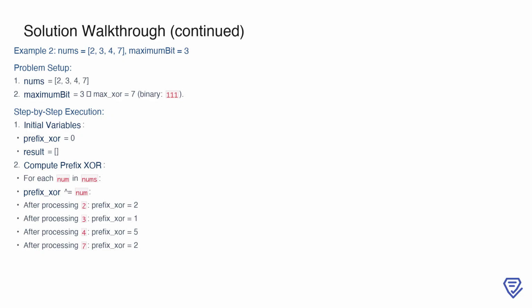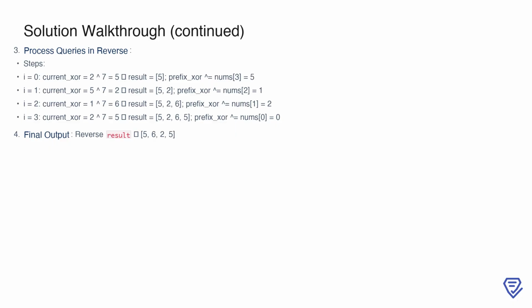To calculate the prefix XOR, we iterate over nums. After processing 2, prefix_XOR becomes 2. Processing 3 changes prefix_XOR to 1. Adding 4 updates it to 5, and finally, processing 7 brings it to 2. This sequence captures the cumulative XOR values necessary for the next steps. The queries are then handled in reverse.